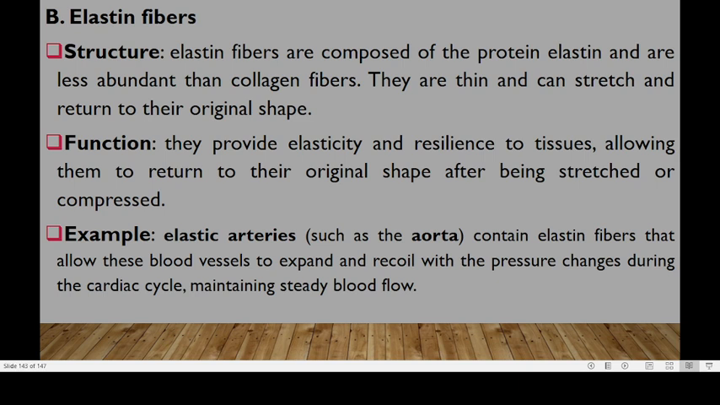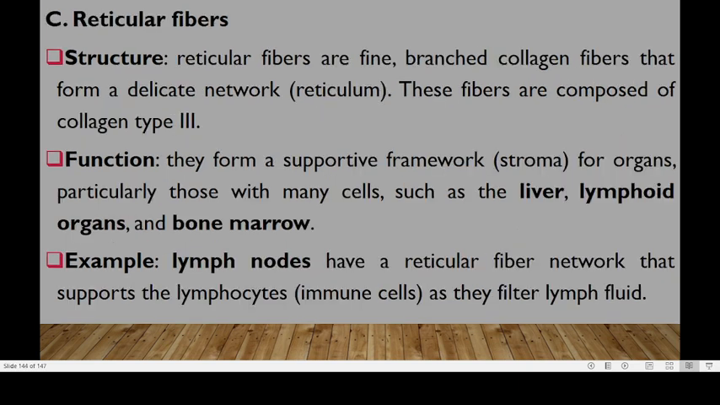Elastic fibers are composed of the protein elastin and are less abundant than collagen fibers. They are thin and can stretch and return to their original shape. They provide elasticity and resilience to tissues, allowing them to return to their original shape after being stretched or compressed. We have examples in elastic arteries, such as the aorta, which contain elastic fibers that allow these blood vessels to expand and recoil with the pressure changes during the cardiac cycle, and this maintains a steady blood flow.